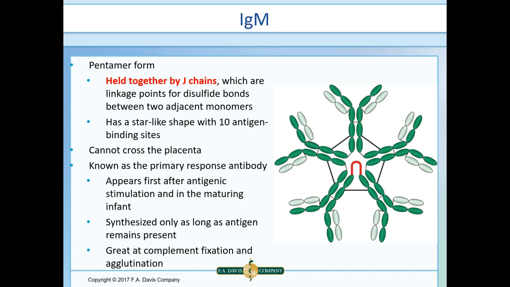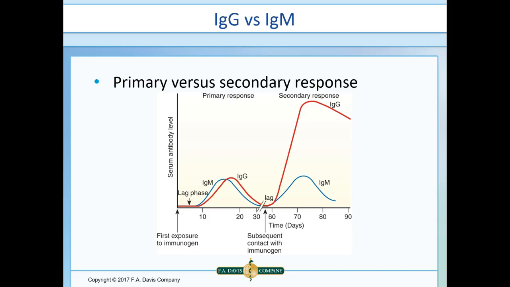But the very first thing that's going to come into play the very first time you get exposed to something is IgM. He's the major player in that primary immune response where you're first exposed. Okay? He's synthesized only as long as the antigen remains present. He's very good at complement fixation because he can bind a lot of stuff.